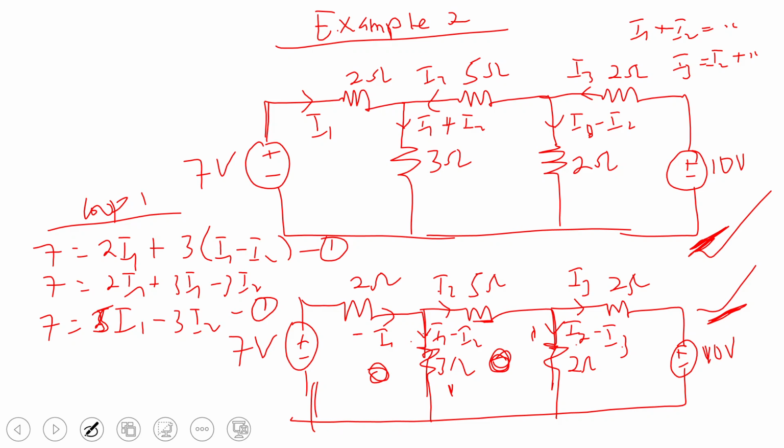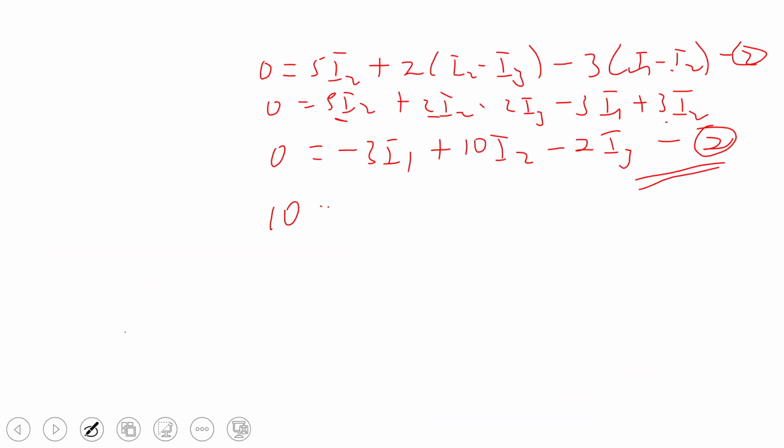Now I'll come back to the question and I want to take this loop. This time I want to go in the anti-clockwise direction. So you can see it's 10. And here will be minus 2I3. And here will be positive 2 times I2 minus I3. So we realize that we got 10 is equal to minus 2I3 plus 2 times I2 minus I3. This is your third loop.